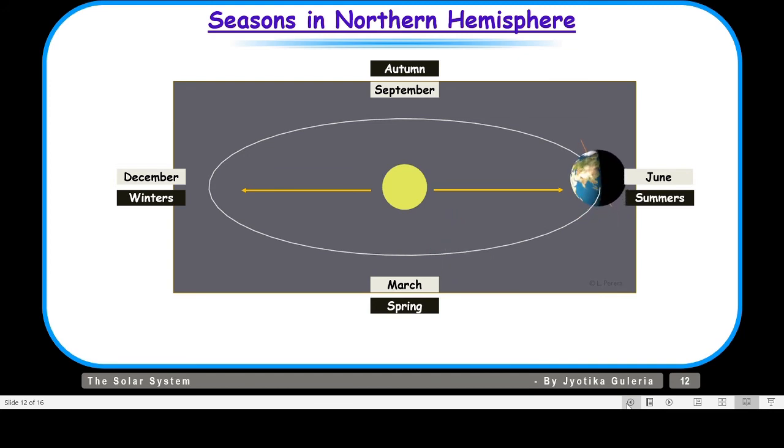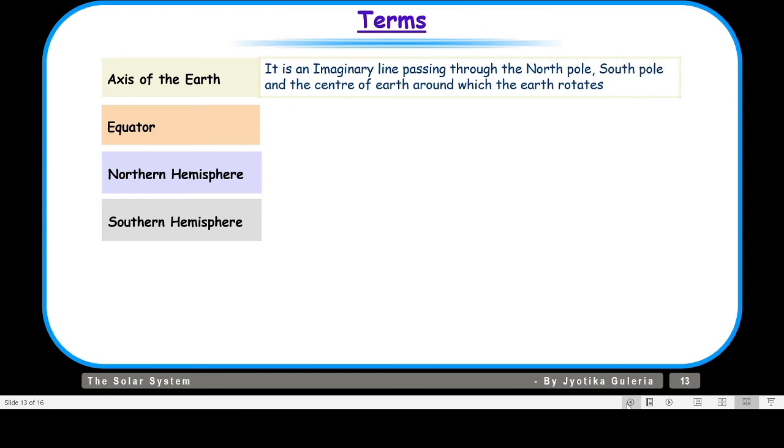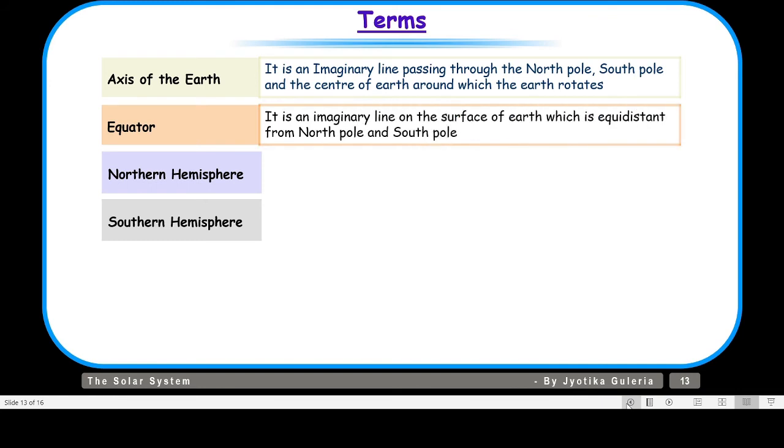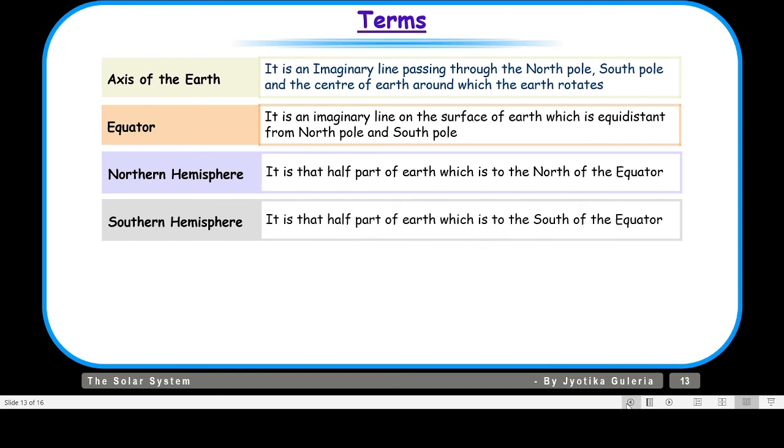So children, that was all about the movement of the earth, and now let us revise some important terms. Axis of the earth. It is an imaginary line passing through the North Pole and South Pole, at the center of earth, around which the earth rotates. Then equator. It is an imaginary line on the surface of earth which is equidistant from the North Pole and South Pole. Northern hemisphere. It is that half part of earth which is to the north of the equator.